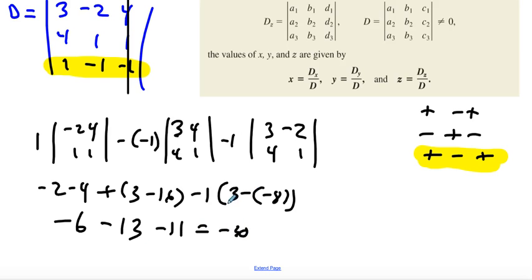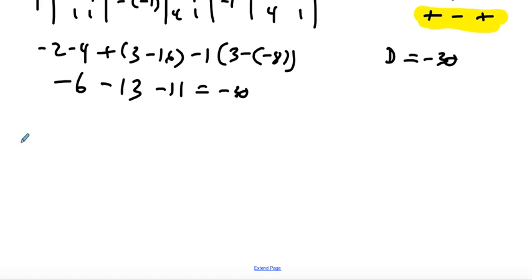Great. So right now we just found our D. Our D is negative 30. So that's what we just found. In order for us to find X, Y, and Z, we have to know what our D is. So now let's go ahead and find D of X, the determinant of X.